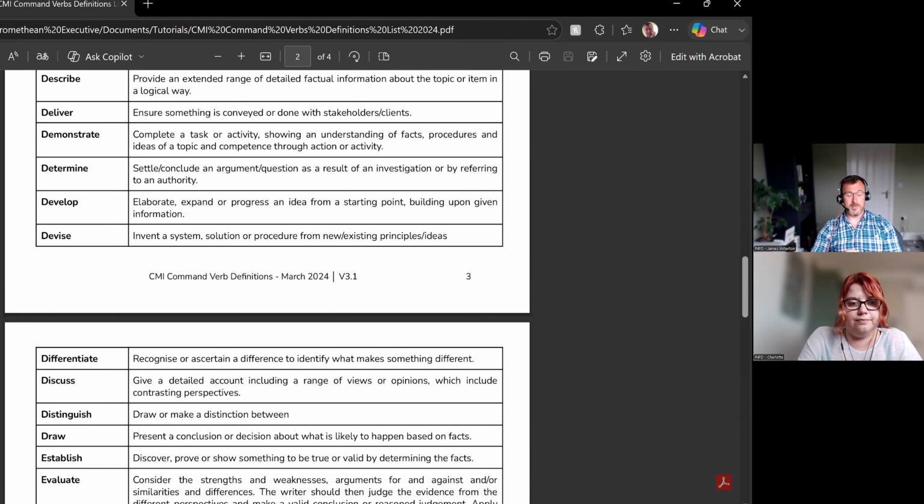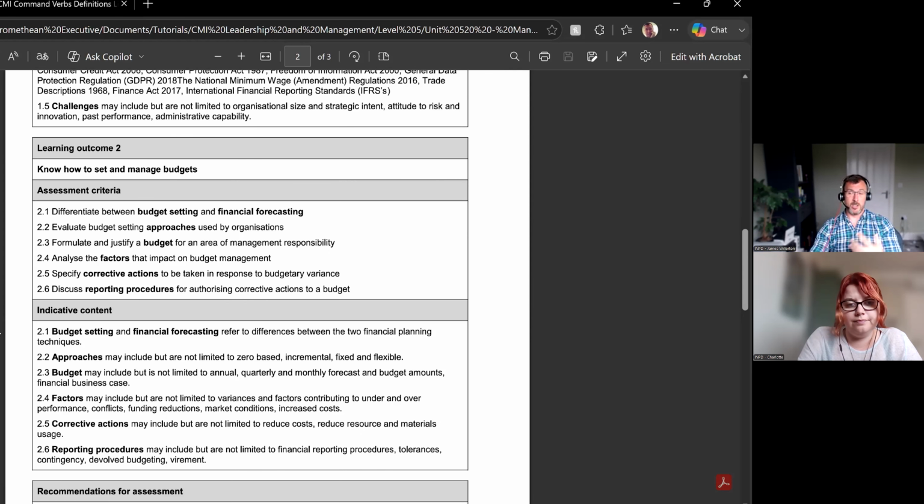Discuss means to give a detailed account, including, and this is really important, a range of views or opinions, which have to include contrasting perspectives, almost like having an argument with yourself on the thing. So you're going to look at the thing from different angles, different stakeholders, different contexts, different suppositions to really stress test it a little bit. So you're looking at a discussion on more than 1, but not 20 different reporting procedures. So again, choose between 2 and 4 specifically different reporting procedures. They could be, I don't know, tolerances, contingency, devolved budgeting, all the kind of things I mentioned, indicative content, or other things that you think might be relevant for you.